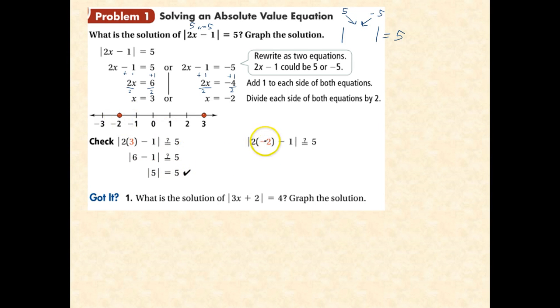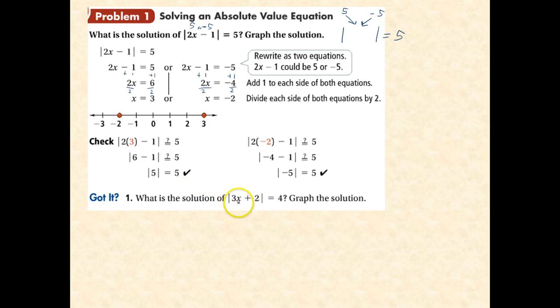How about negative 2? Does that really work? 2 times negative 2 is negative 4. Negative 4 minus 1 is negative 5. Absolute value of negative 5 is 5. Alright, pause and see if you can figure out this guy. Push play when you're ready to see the solution.